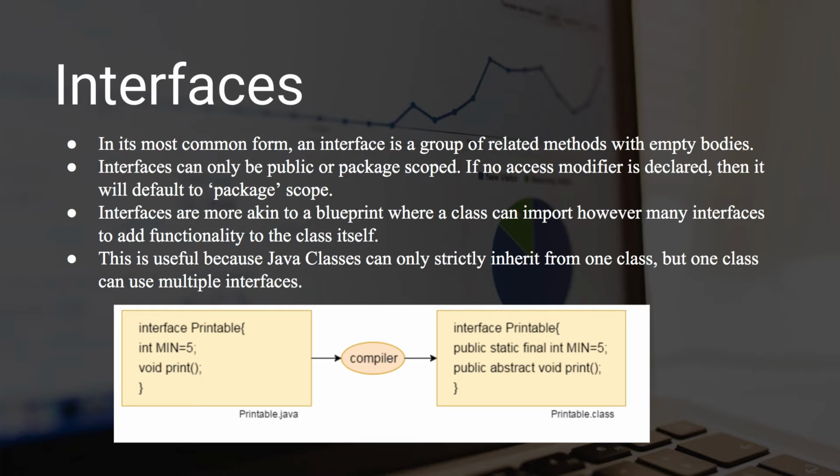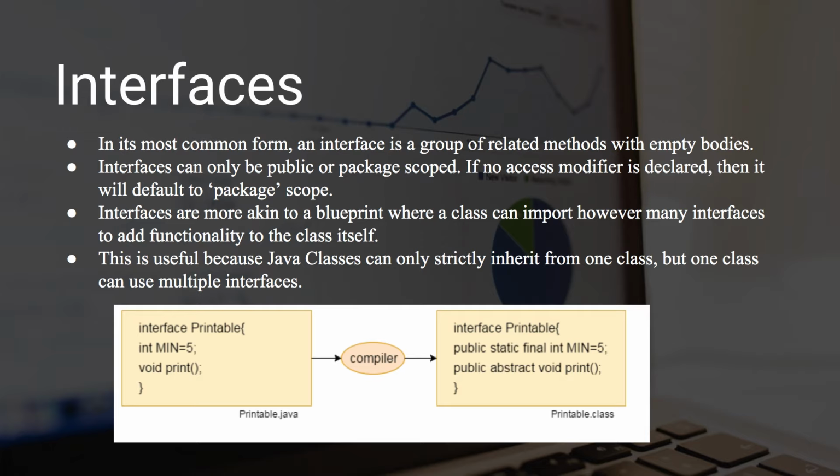Interfaces in their most common form are just a group of related methods with empty bodies. They can only be public or package scope, however. You cannot declare an interface as private or protected. If you don't declare whether it's public or package scoped, it's going to default to package scope. So interfaces are more akin to a blueprint where a class can import however many interfaces to add functionality to the class itself.